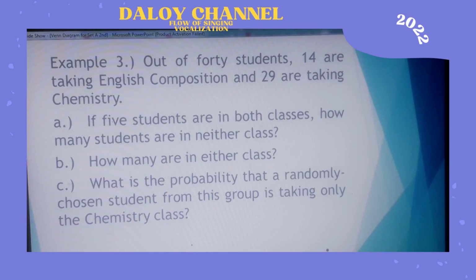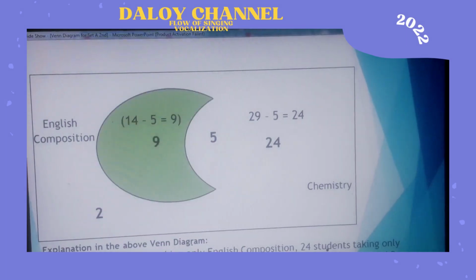So we will proceed to the illustration first. Based on the premise that we have, 5 serves as the common quantity between the two sets, comparing the English composition class and the chemistry class. So 5 serves as the intersection between the two. Remember, we're not talking about the roster set here. We are talking about the quantity given.